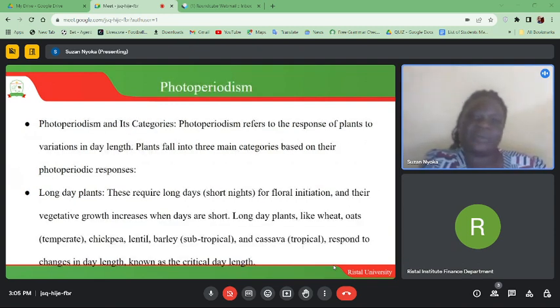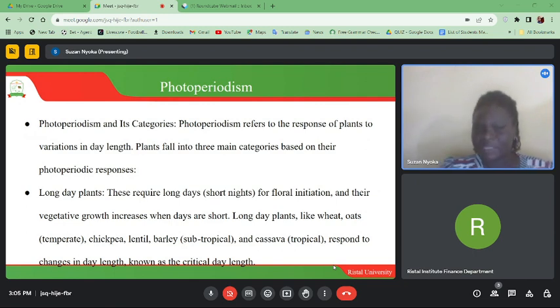Photoperiodism, its characteristics and its categories, sorry. Photoperiodism refers to the response of plants to the variation in day length. Plants fall into three main categories based on their photoperiodic response. After light, the next factor is photoperiodism, which refers to the response of plants to the variation in day length. We have three main categories.